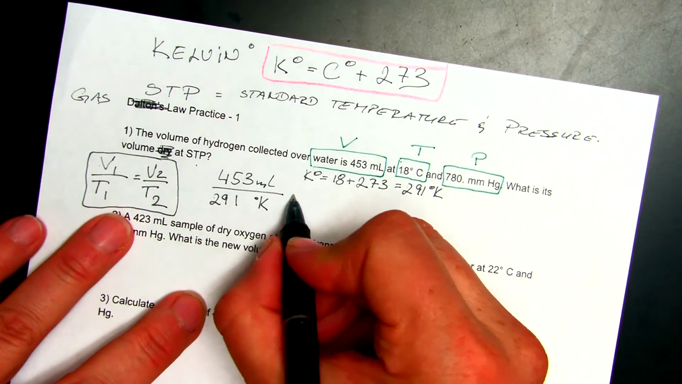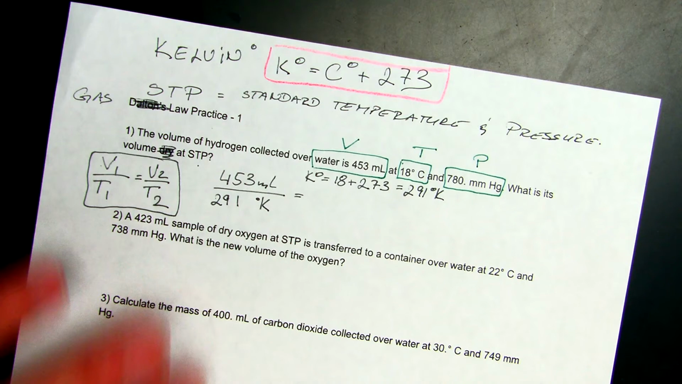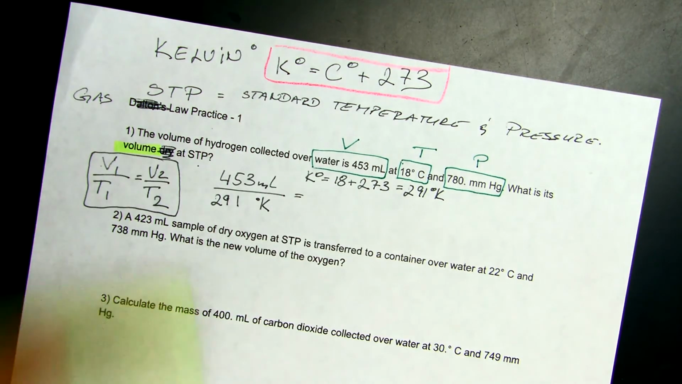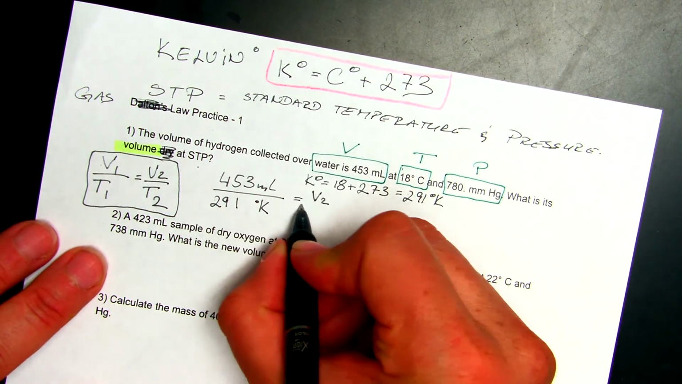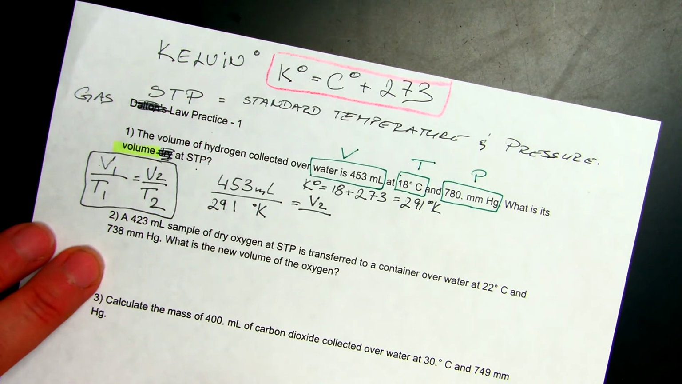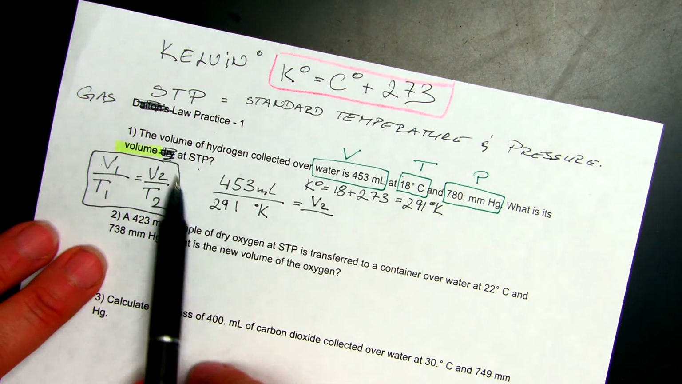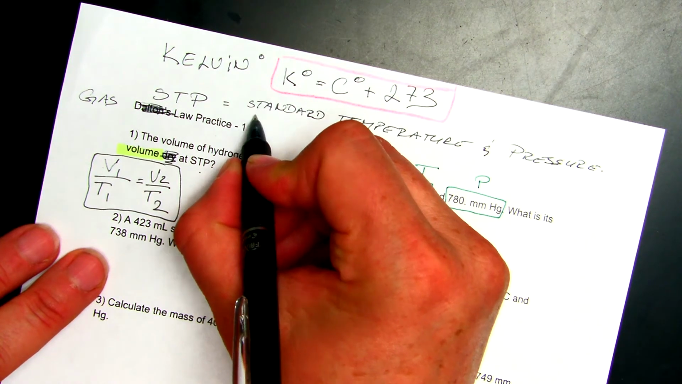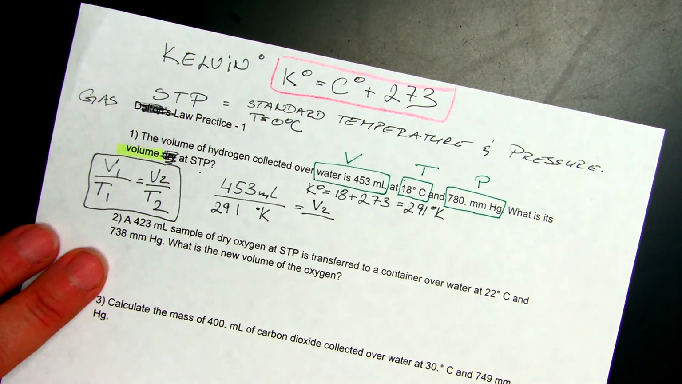That's my T1. Do I have a volume, or is that something that I'm looking for? Yes. So what is its volume? I will highlight that. That is what I need to find. So I can only put down V2. I don't have that. And then what is my final temperature at STP? So let me show you. See the STP? STP again means that the temperature is going to be 0 degrees Celsius. That's standard temperature.